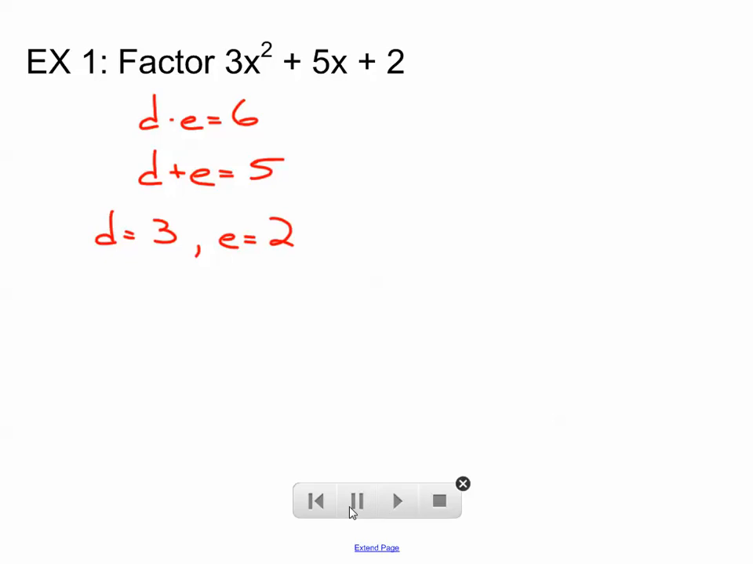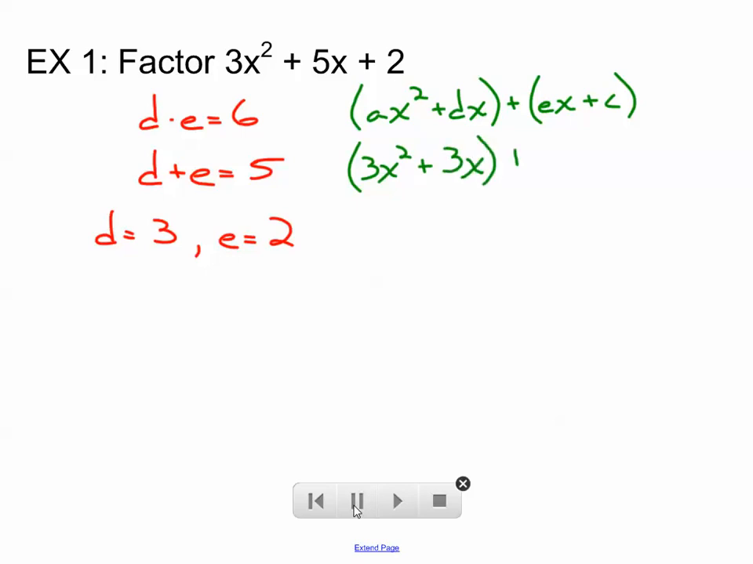Then I've got what looks like a rather complicated formula. It's ax squared plus dx plus ex plus c. And we'll start plugging in values, both values from the original trinomial and values that we just found. Okay, a is 3. It's right here. D, we just found it. It's 3. E, we just found it. It's 2. And by the way, it does not matter if you mix up the 3 and the 2. If you do them as e and d instead of d and e, it doesn't matter. And c is this 2 up here.